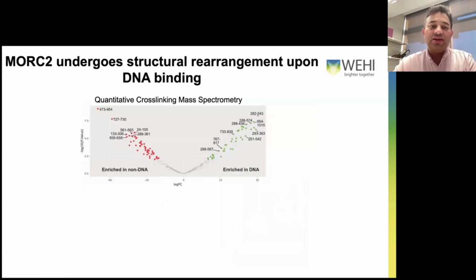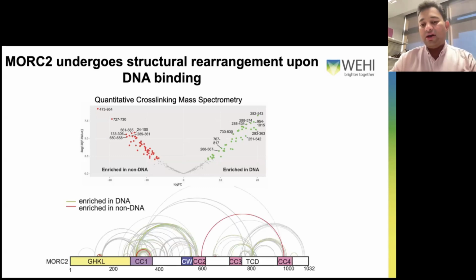Next, we wanted to understand whether MOC2 undergoes any kind of structural rearrangements in DNA. For that, we used quantitative cross-linking mass spec, with a high-density cross-linker called sulfo-SDA, and conducted an experiment with MOC2 either by itself or in the presence of DNA. When we mapped those cross-linking regions on the MOC2 domain organization, we could see there were subtle structural changes happening.